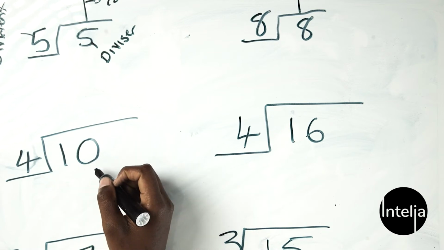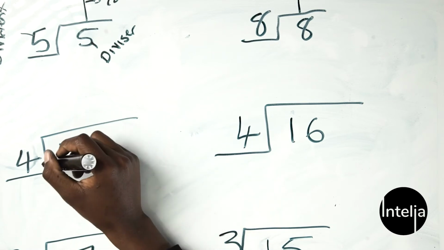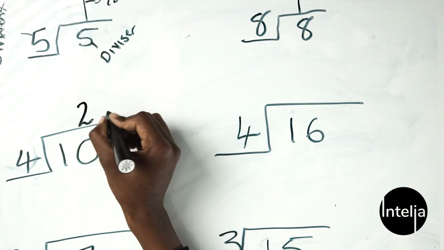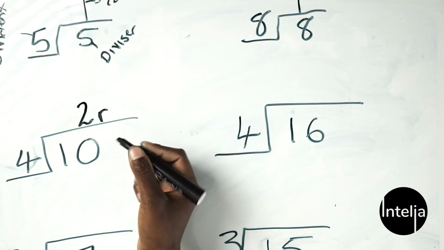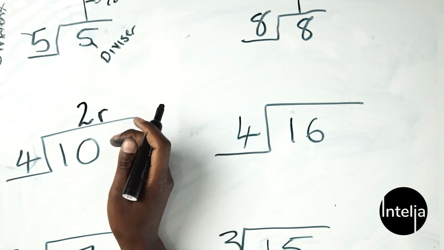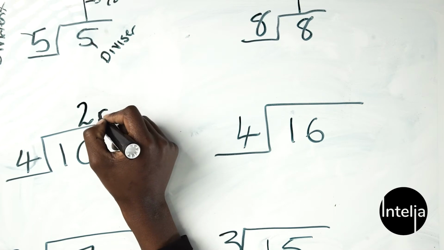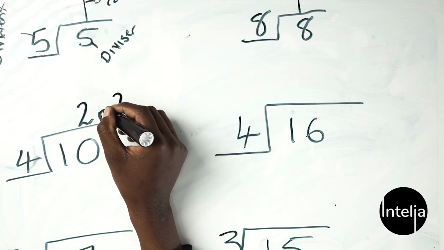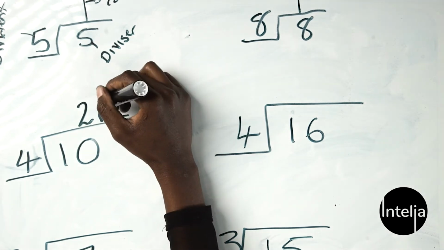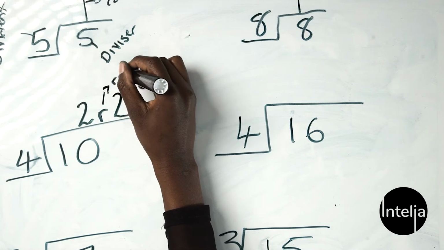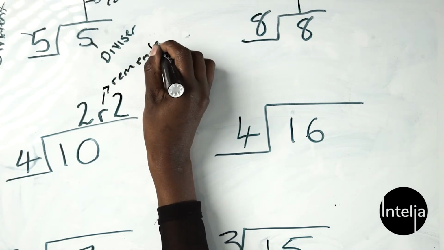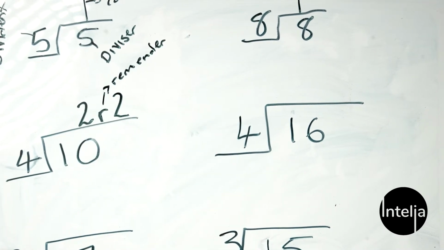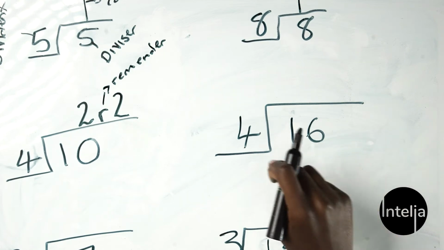4 divided by 10. 4 into 10, that's 2 remainder, because there's a remainder which is 2. So we write our small r here, then we put another 2 here. So the r represents the remainder. The remainder is the extra number. Right. And then we move on to the next one.